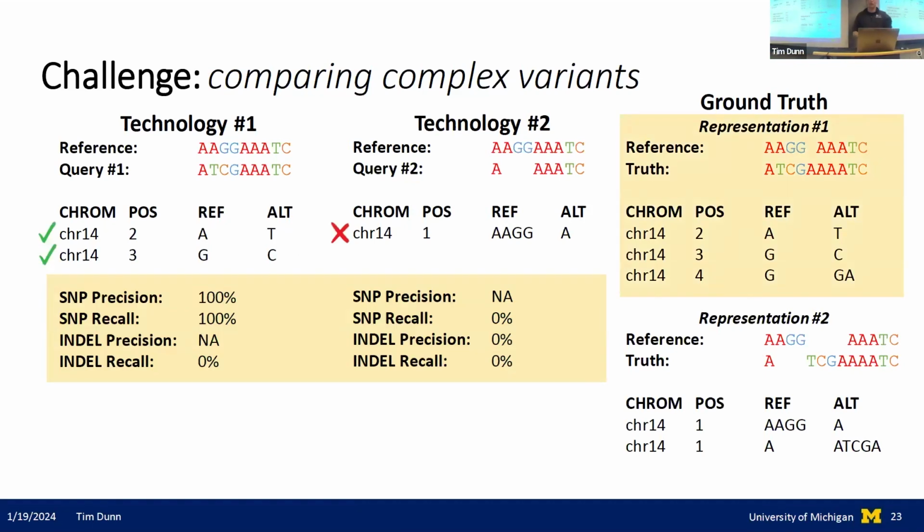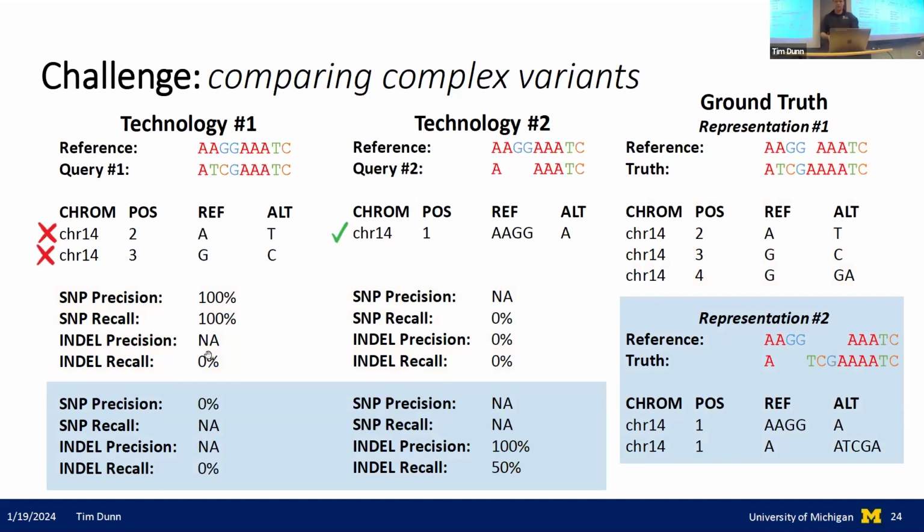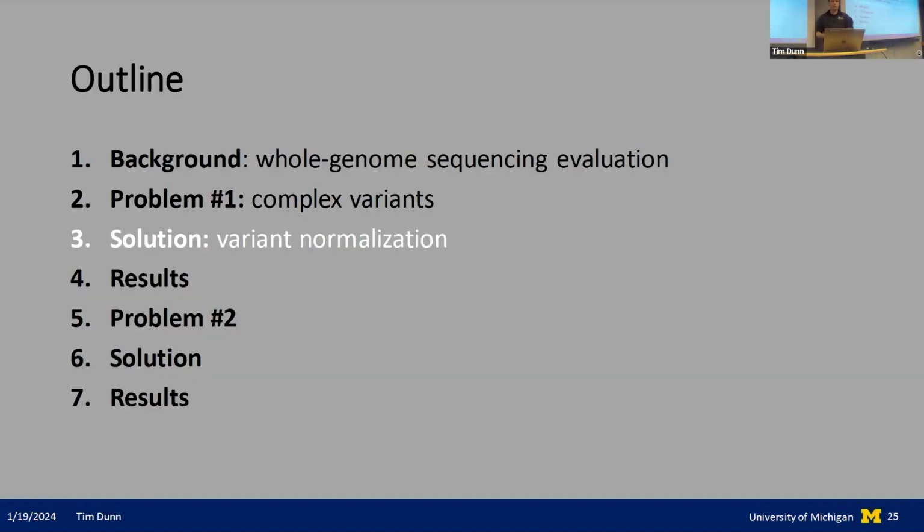So for example, if we were to use the first representation that favors substitutions, then technology one will seem to do much better because it has two substitutions correctly called and no indels. Whereas if we instead used the second representation that prefers indels, then we see that technology number two gets one true positive variant call, whereas the first technology seems to have not made any correct calls. So the variant representation really impacts your results. And the solution to this problem comes in the form of variant normalization.